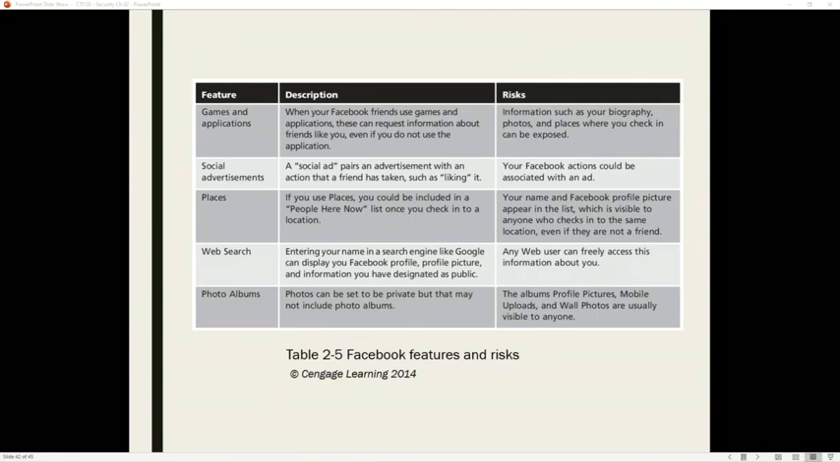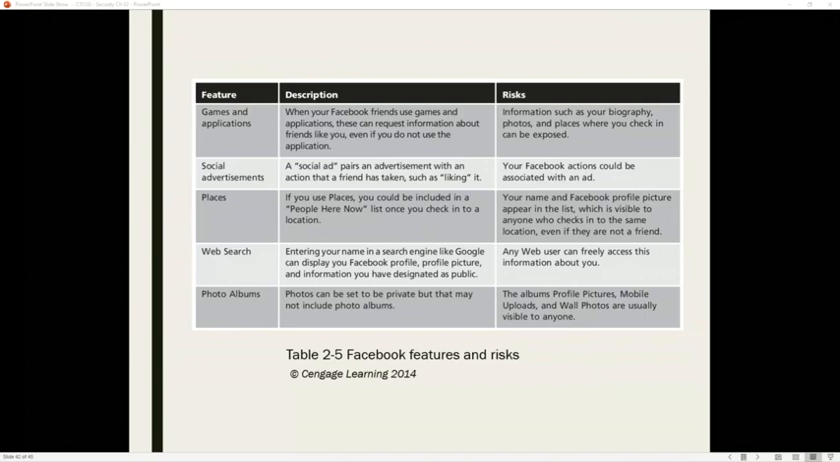And something I didn't know, every fourth post on your news feed in the current Facebook iteration is an ad. So you can count 1, 2, 3, 4 ad and keep going from there. Your name and Facebook profile picture appear in the places list, which is visible to anyone who checks in the same location, even if they're not a friend. So if you go up to Charlotte and you go to the Uptown Amphitheater and you're checking in for a concert, anybody who is at that same location checking in at the same time may be able to see you, even if they have no idea who you are. So there's some weird, stalky stuff that can go on at that point.